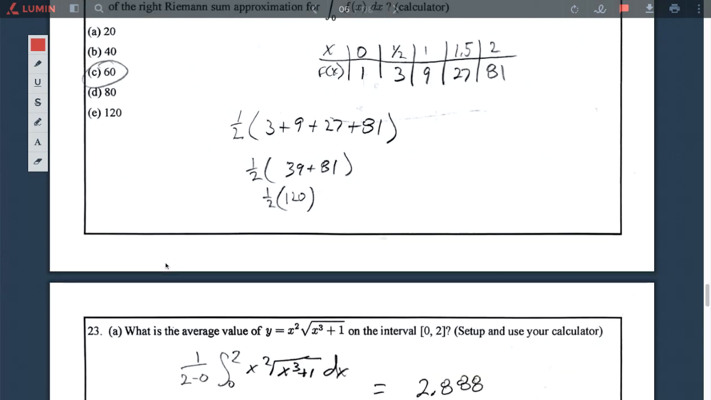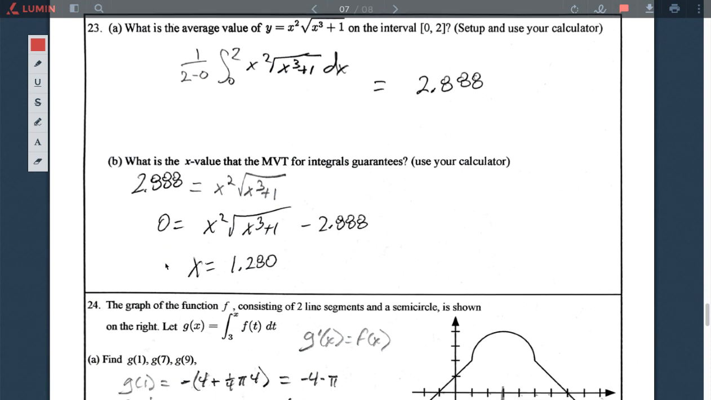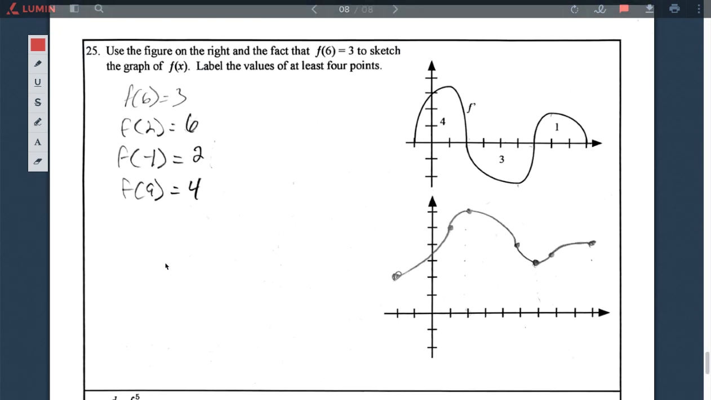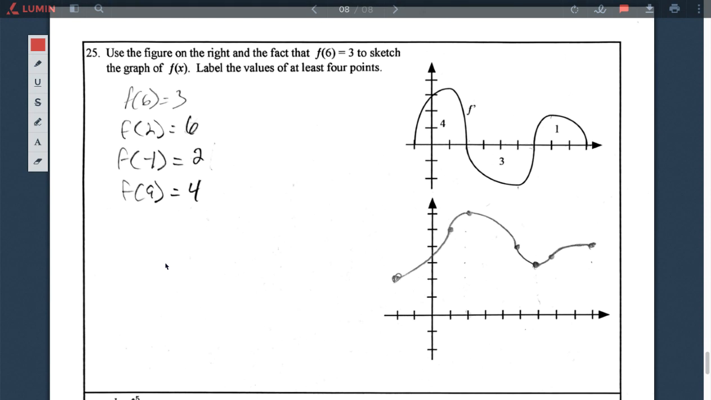All right, we did 22 together in class. We did 23 in class. We did 24 in class. We did not do 25, which is kind of surprising. I'm surprised you guys didn't ask about that. So we have f of 6 equals 3. That's our starting point. We want to label at least 4 points and then sketch the graph.